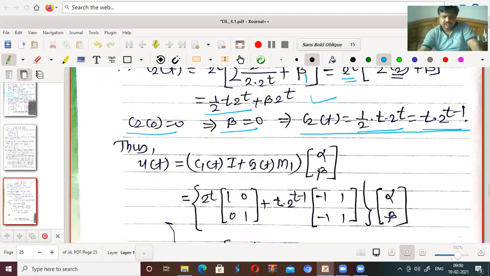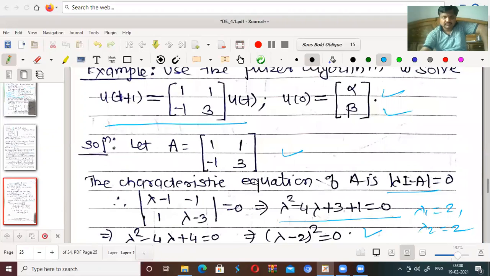Thus u of t equals summation of C1 of t, Ci plus 1 of t into M_i, into this u0. U0 is a column matrix alpha beta, and this is summation i from 0 to n minus 1. Now here n is 2, so 0 to n minus 1 means 0 to 1.